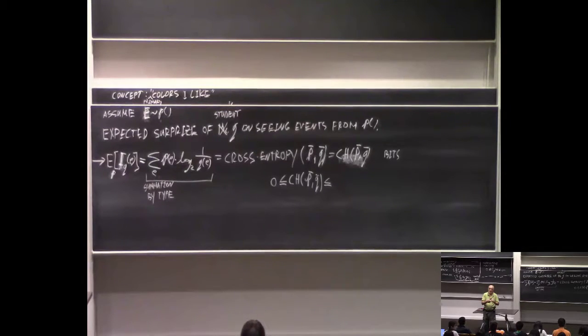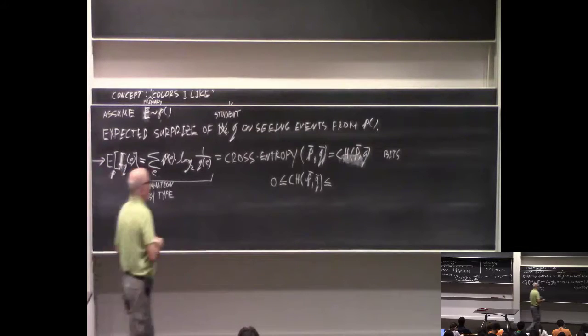What is the difference between P and Q? Both are probability distributions. P is the correct probability distribution, the one from which the events are really drawn, the one from which events come. Q is your subjective belief about what the probabilities are.